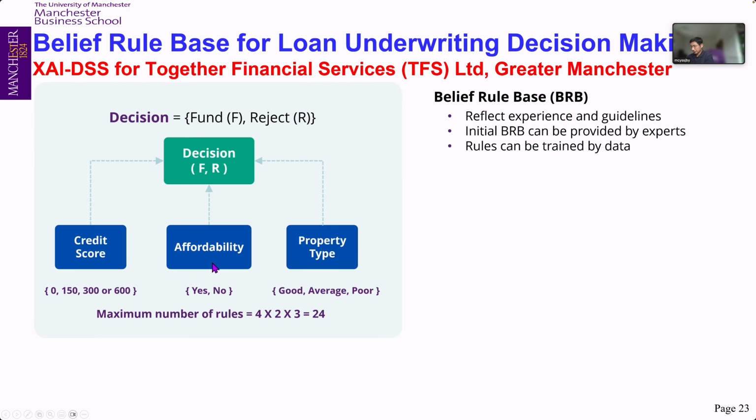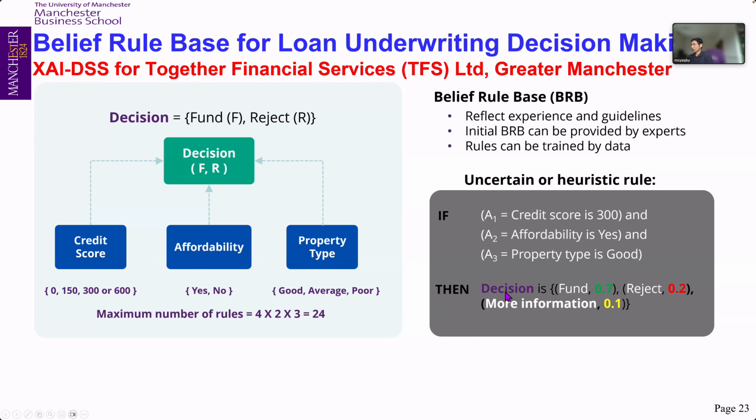And for this very simple system, we could use a maximum of 24 rules to model the expert judgment. For example, if those 3 attributes meet certain conditions, the conclusion may to a large degree be accepted, but it can also be rejected, and also more information may be needed. For this kind of conclusion, the underwriters can then take further actions. This we call an uncertain or heuristic rule.